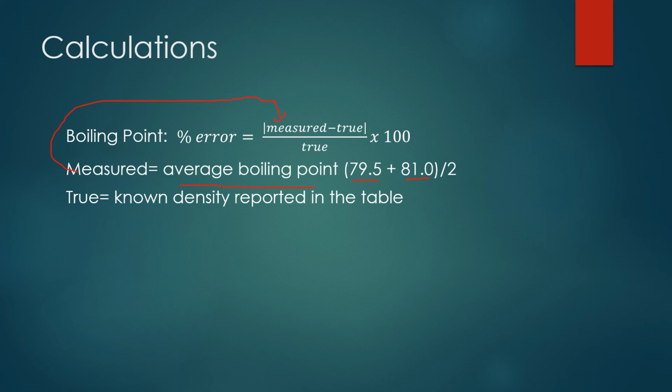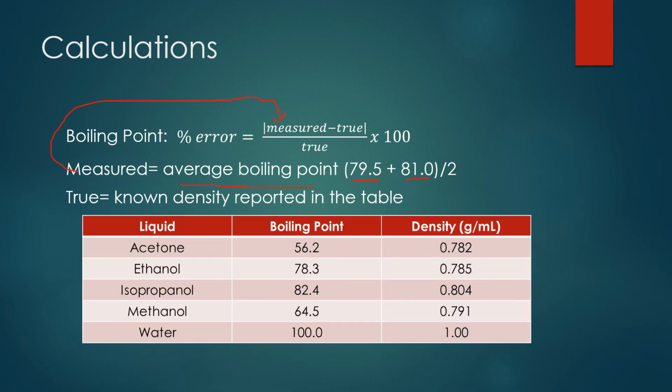Now for the true value, once again, look at that table. Which one did you choose? Did you choose ethanol, in which case your true value for boiling point would be 78.3? Or did you choose isopropanol, in which case your true value will be 82.4? And that's the last calculation of the lab.